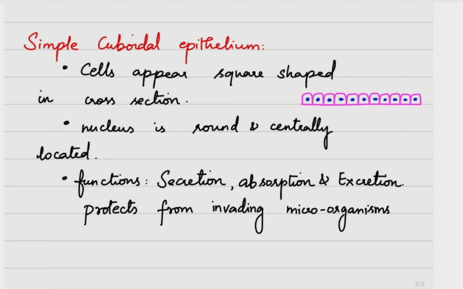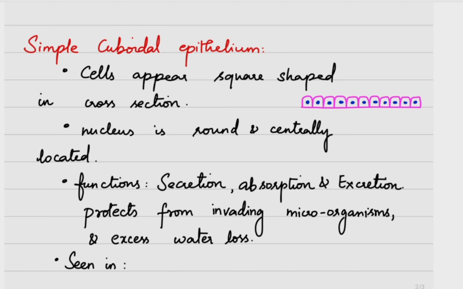It also helps in protecting from invading microorganisms and also excess water loss. It is seen in thyroid follicles and in the DCT and PCT of the kidney. Third is the simple columnar epithelium.